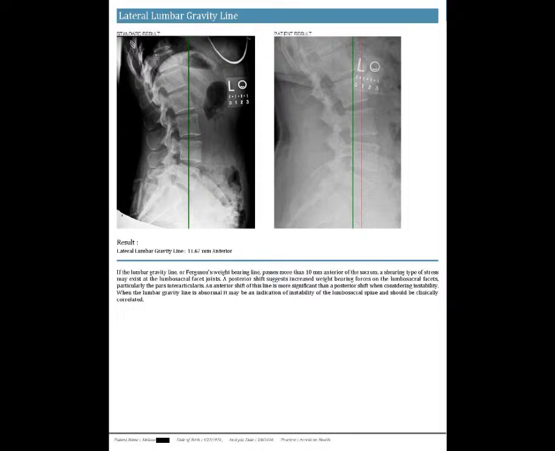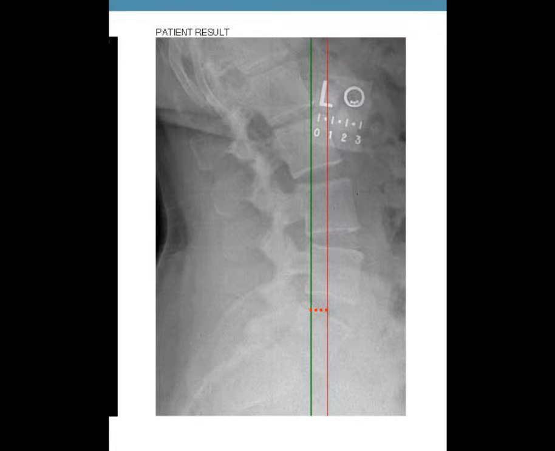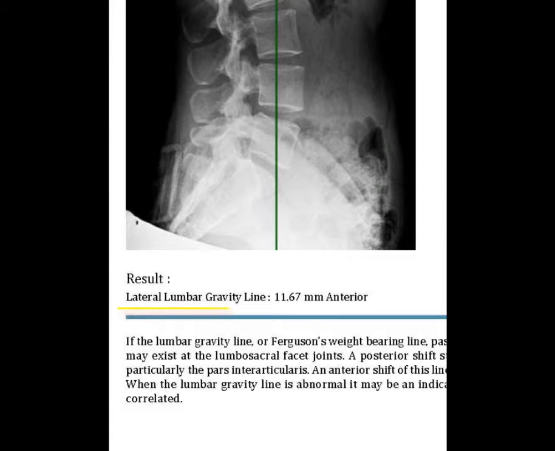I say this line is created by drawing a line through the center of the third vertebra and dropping a line straight down, and it should hit the tip of the sacrum. In your case, we drew a line through the center of the third vertebra. We dropped that line down and it hit here. And this difference indicates that you have an anterior shift of that vertebra of 11.67 millimeters.